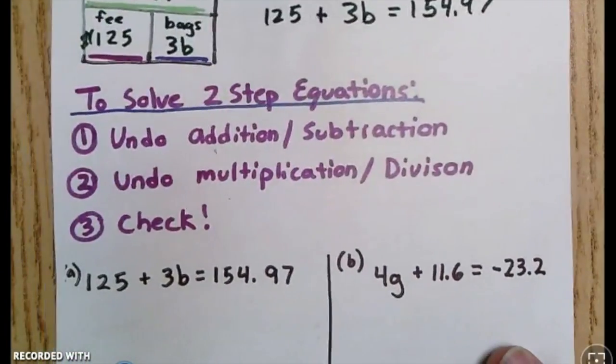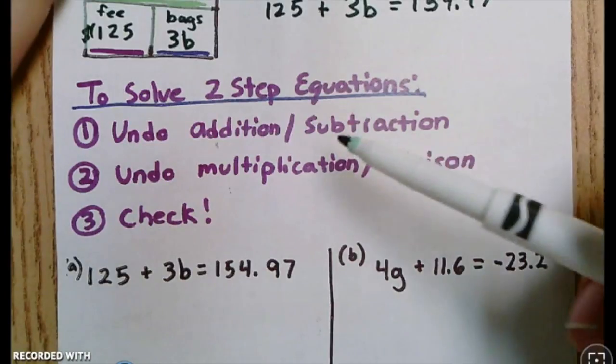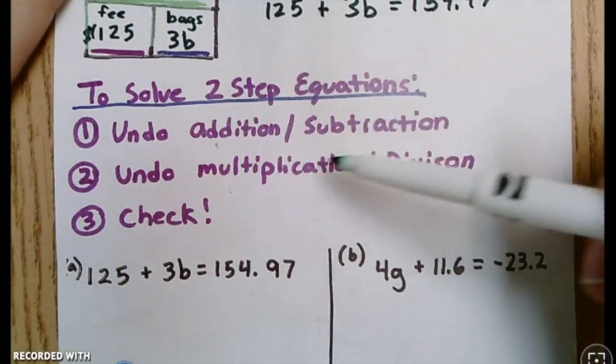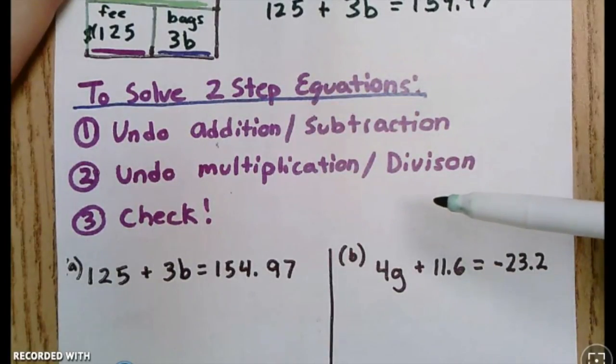So let's look at our hints for solving two-step equations. First, we're going to undo the addition and subtraction, and then we're going to undo the multiplication and division, and then we're going to check our answer by plugging it back in. Now in this chapter, we're going to eventually be solving multi-step equations, and we'll be combining like terms and doing all sorts of other things.